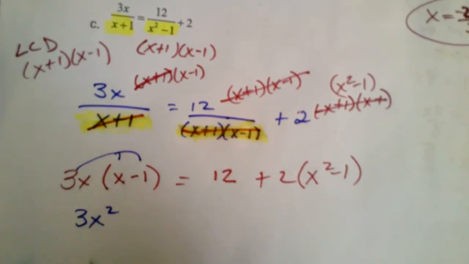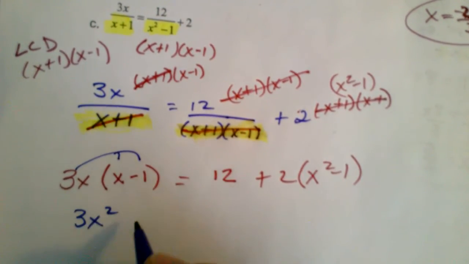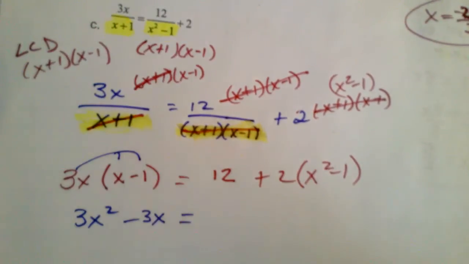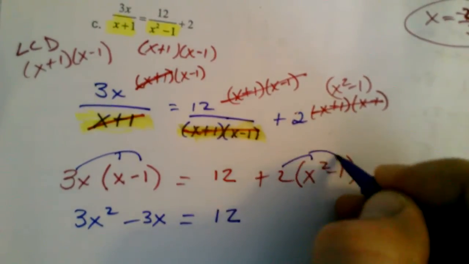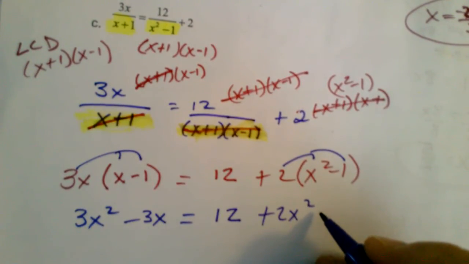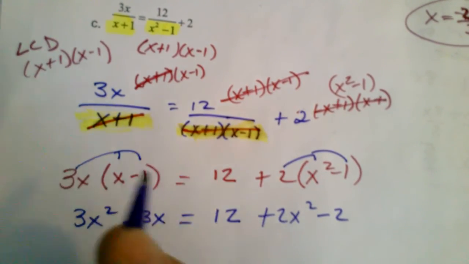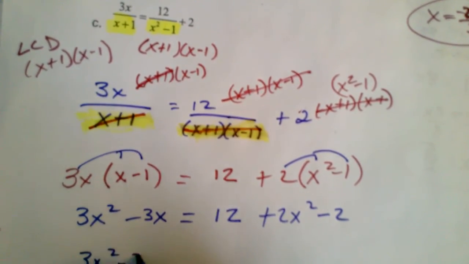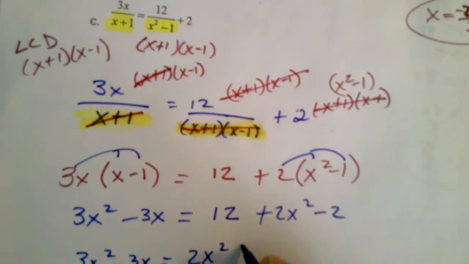Oh, no, I got an x squared there. I got a 3x squared. That's okay. We know how to solve a quadratic. We did that in chapter 6. And then I go ahead and distribute here. That gives me 2x squared and then minus 2. Okay, so I'm going to rewrite this here. 2x squared, and then 12 minus 2 is 10.